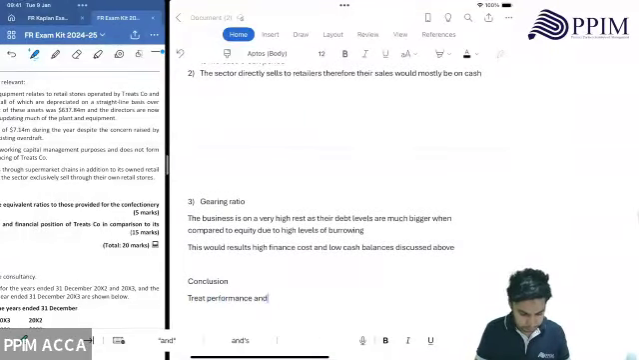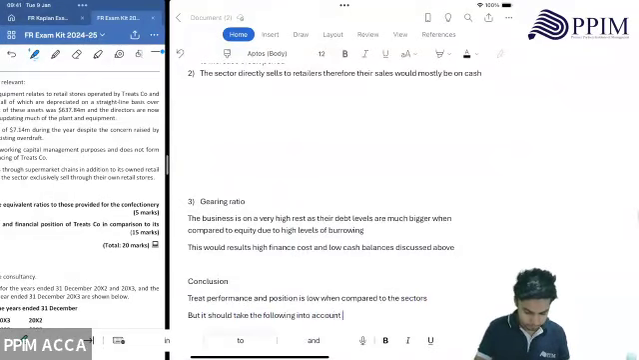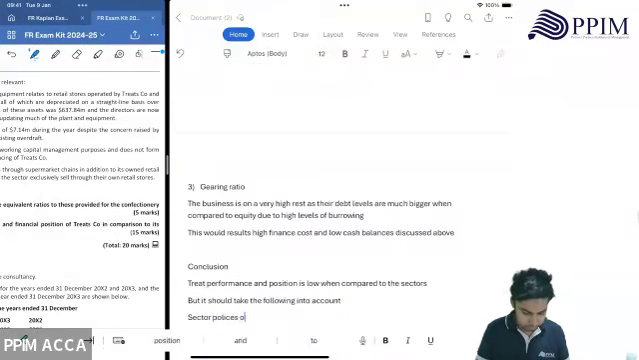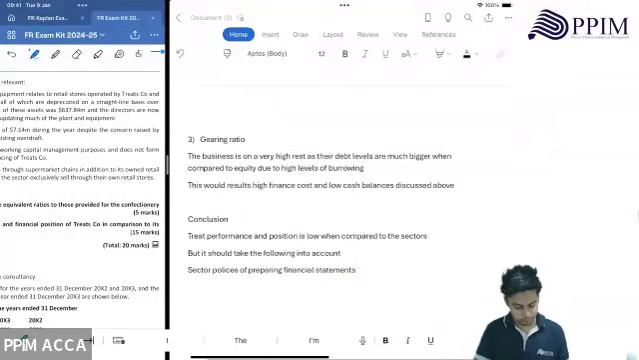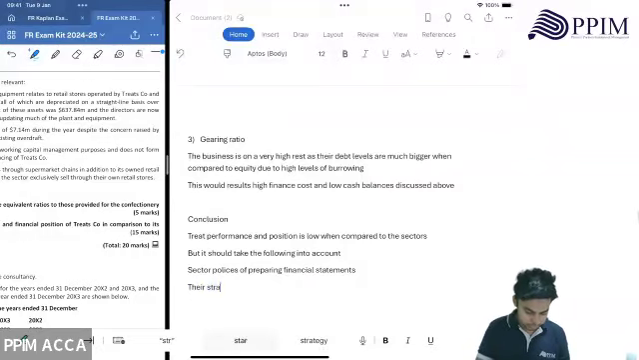The performance and position is low when compared to the sector, but it should take the following into account: sector policies of preparing financial statements, their strategy to raise cash next year, and strategy to shift to more retail sales.